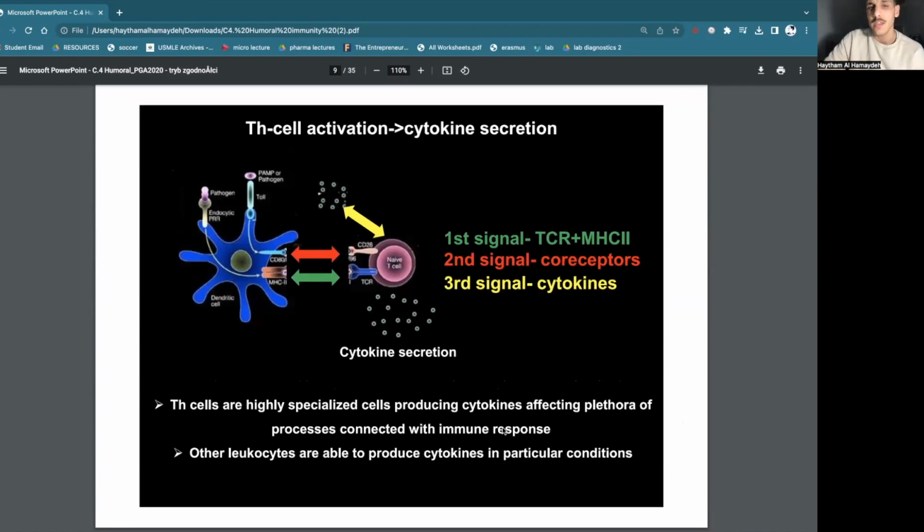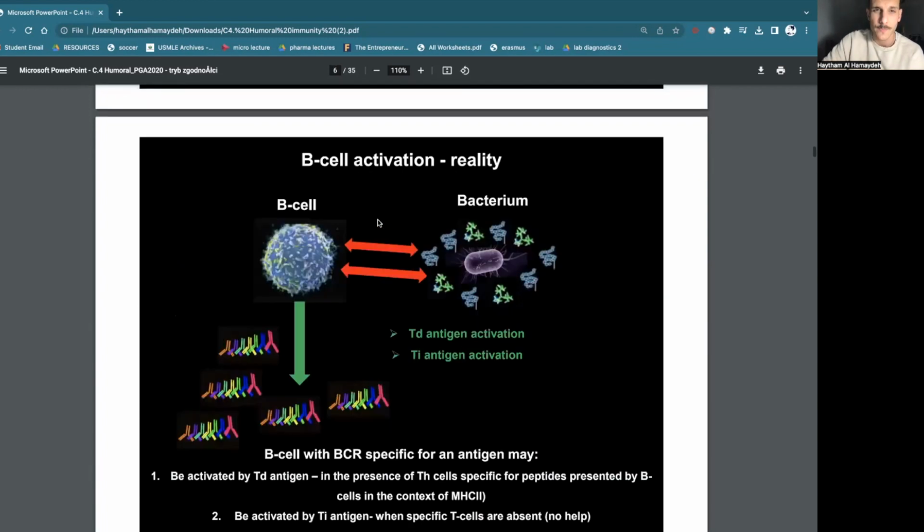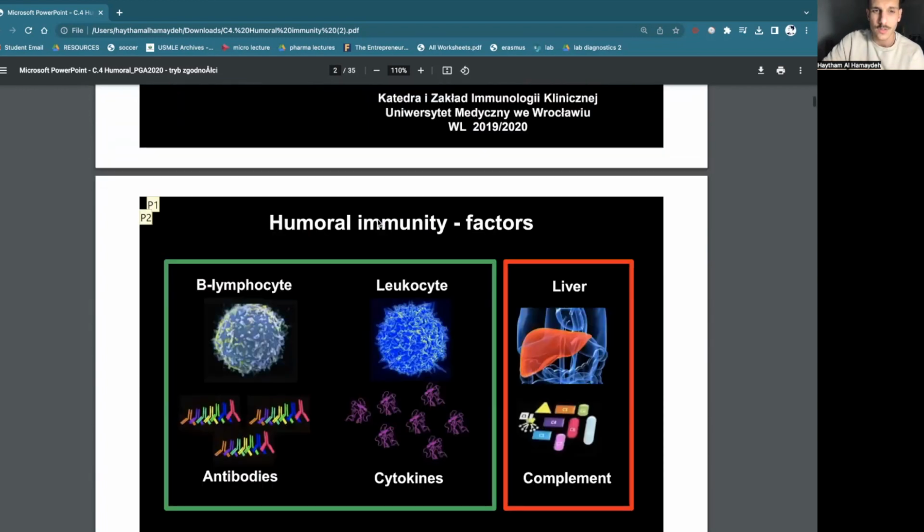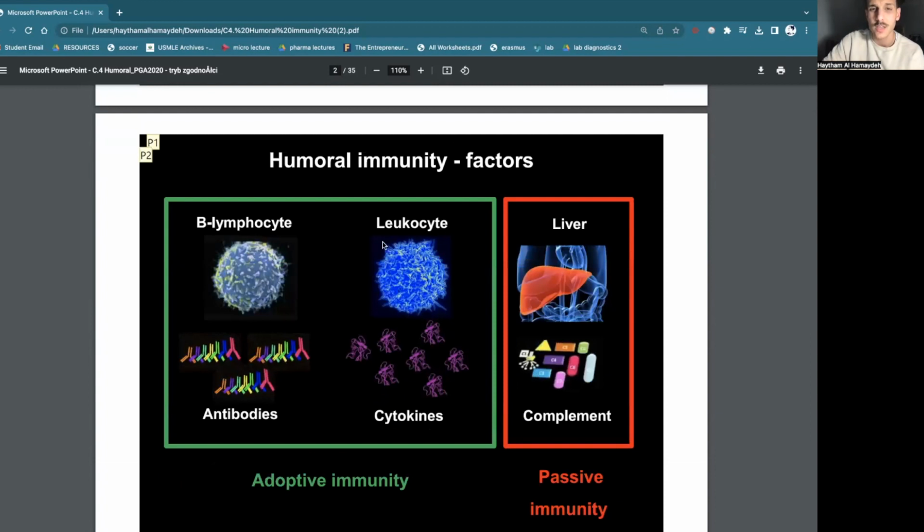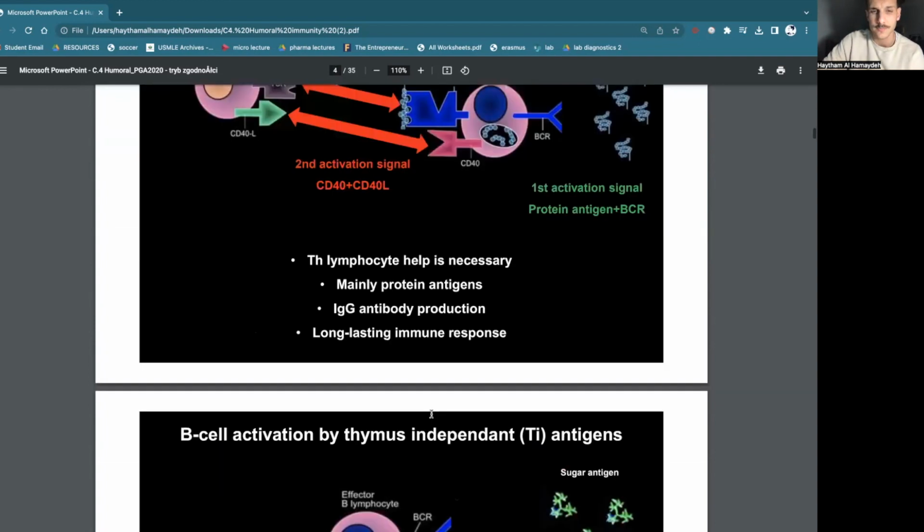Now, how can we activate a T cell? Why are we also now talking about T cell activation and B cell activation? To remind you that these cells are the ones that produce the components of the humoral immunity. B cell activation is used to produce the antibodies. T cell activation is used to produce the cytokines that we are actually assessing in this presentation. We talked about antibodies. Now we're going to talk about T cell activation, which produces the cytokines.